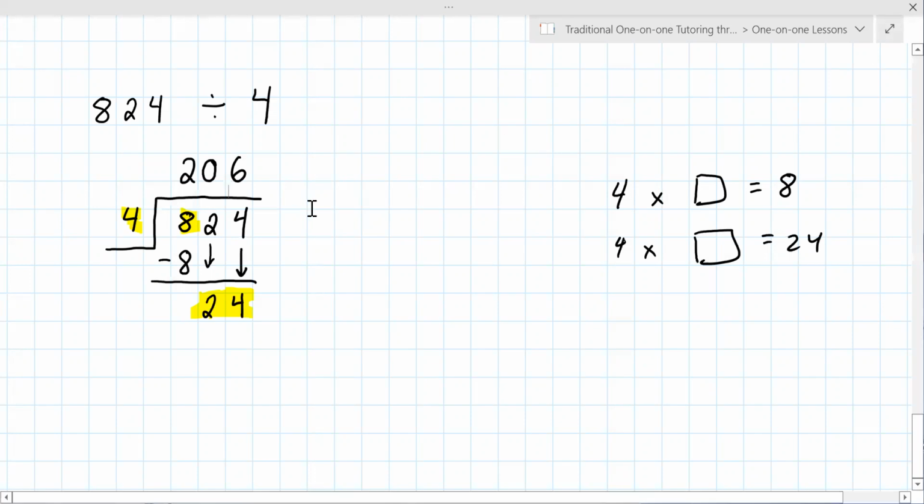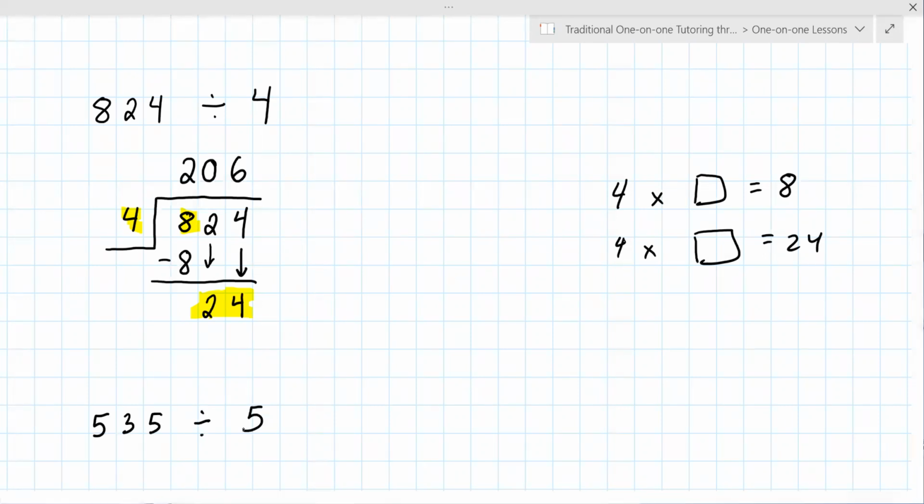All right, you ready to try one on your own? Yeah. Let's have you try one. Did you get this down in your notes? Yep. Okay. So I want you to do 535 divided by 5. Give that a try, please.